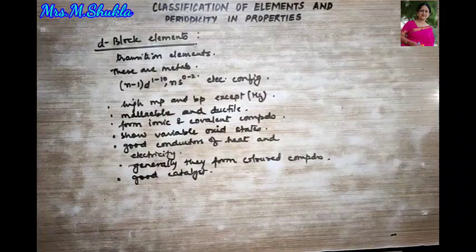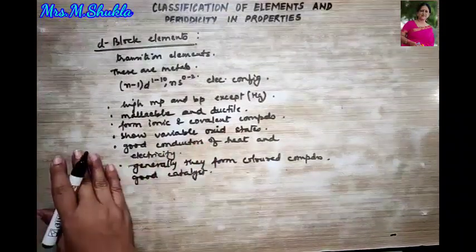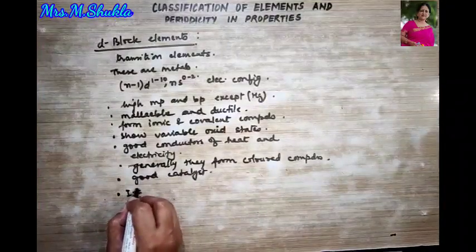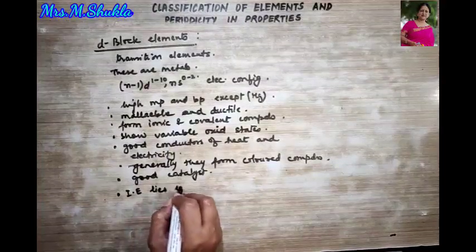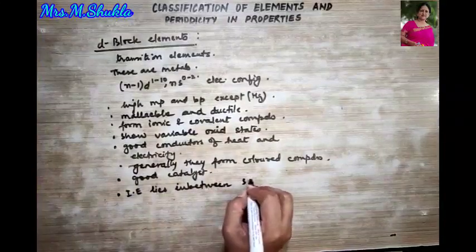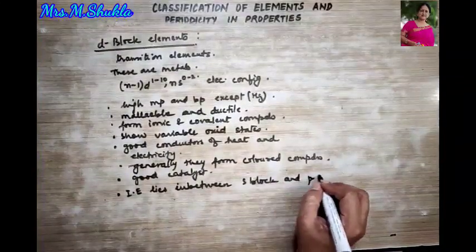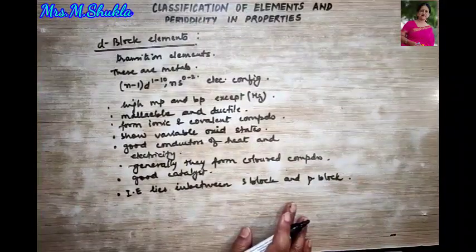The ionization energy always lies in between the S block and the P block elements. Is this point clear to you?